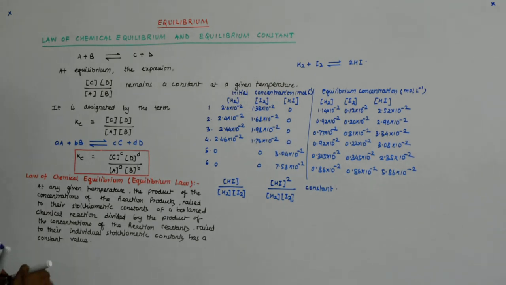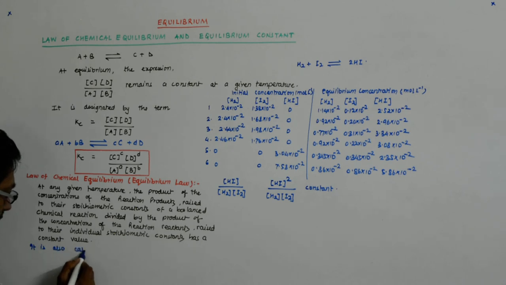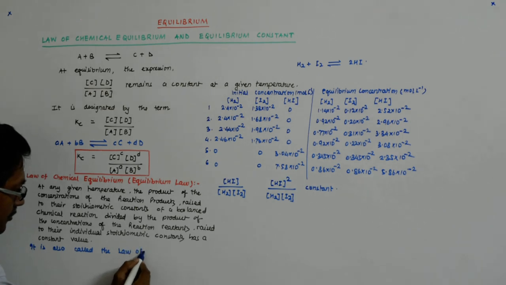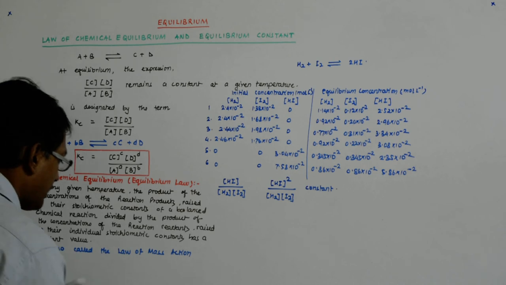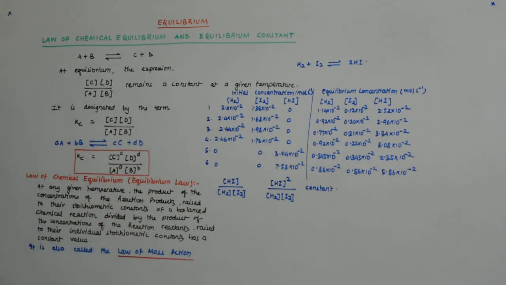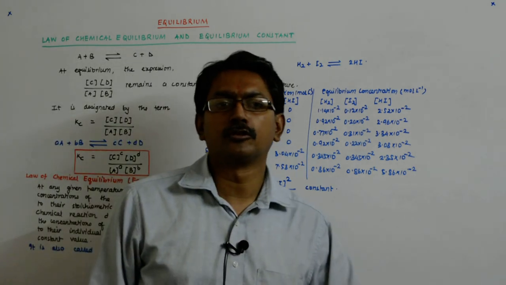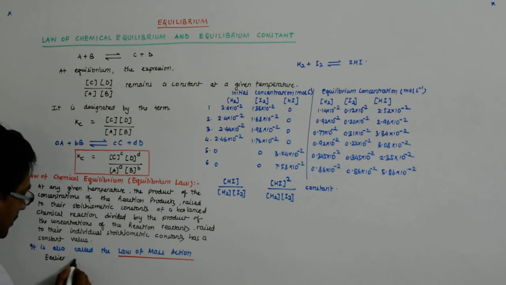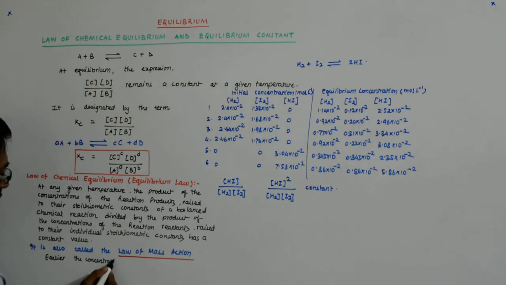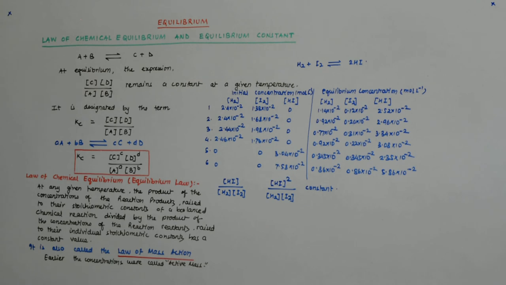This is also known as the law of mass action. Why? Because earlier the concentrations were also known as active masses. Earlier, the concentrations were called active mass. That's why it is known as the law of mass action.